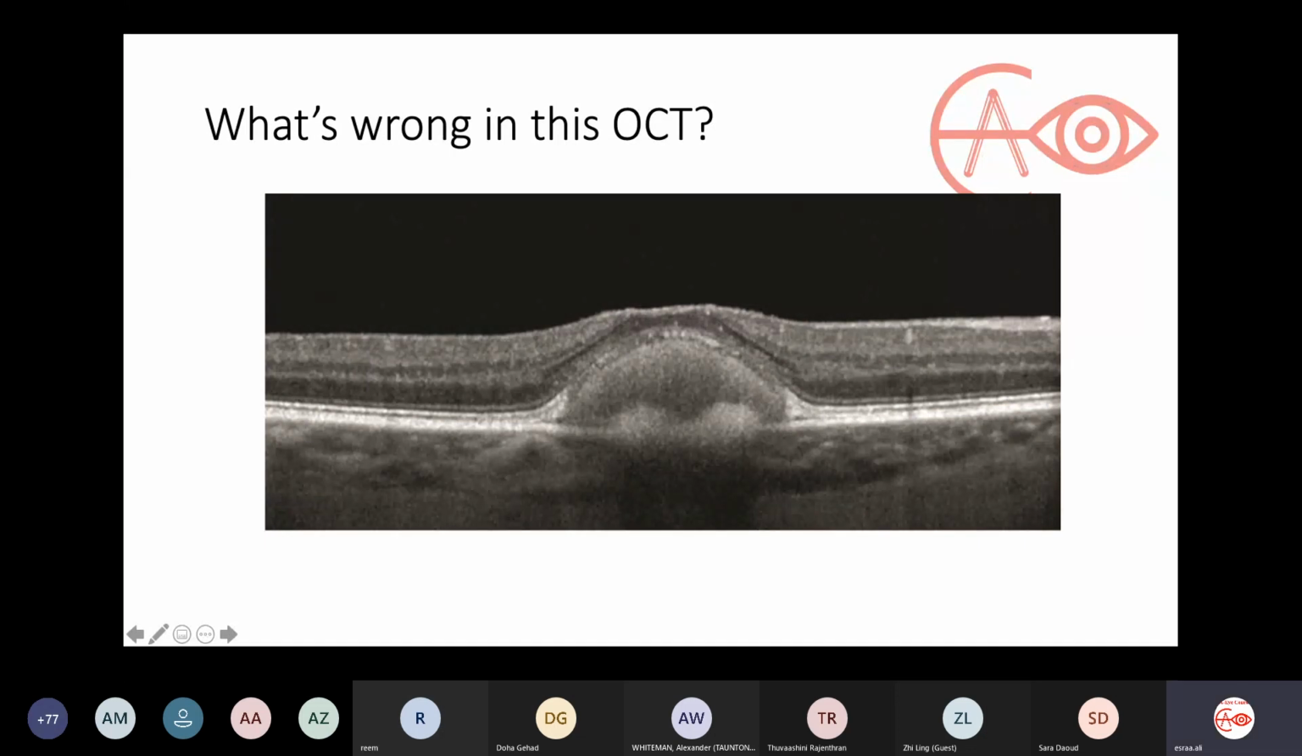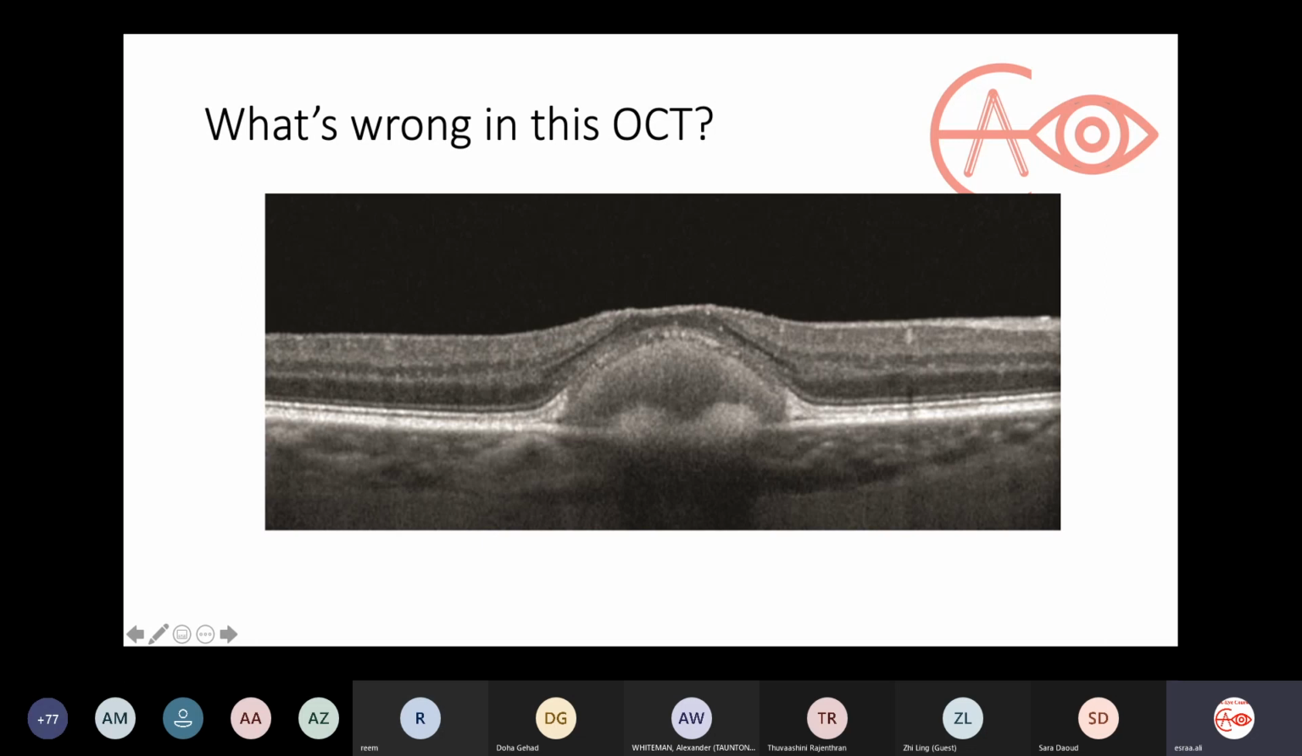So again, walking with your RPE. The RPE seems fine. It is a bit hazy to denote, but it seems that it's in its place. So there is no pigment epithelial detachment over here. But walking with the photoreceptor layers, it is pushed upwards, and this is a hyperreflective material.